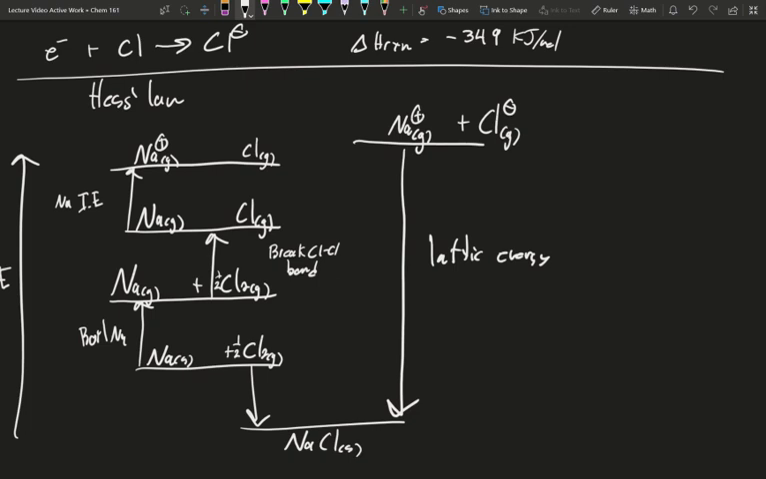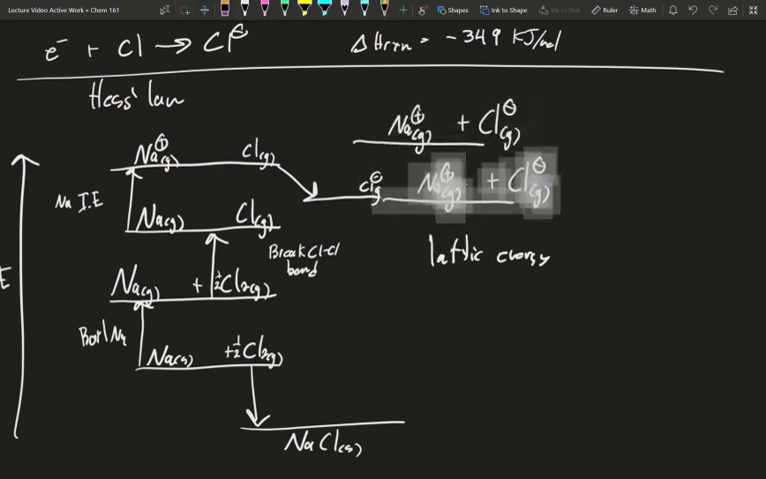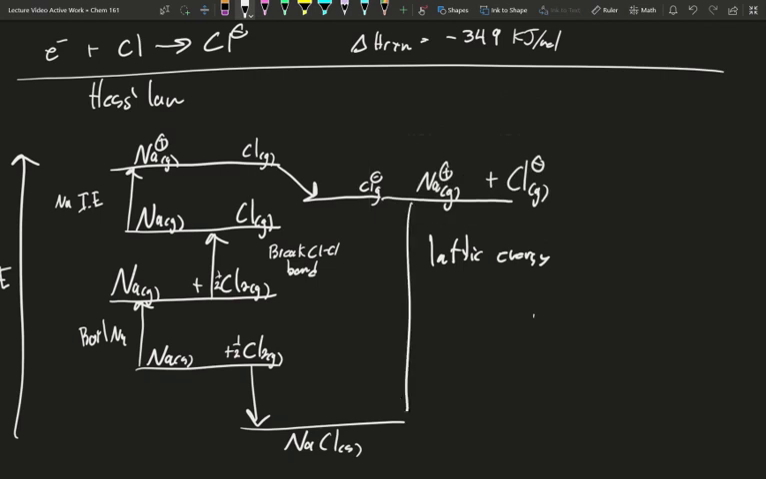Next step would be to react it so that I can turn my chlorine into chloride. Well, that's actually going to go down in energy. That's favorable. And so to get Cl minus gas, I'm going to go down by the electron affinity. And it will bring the sodium with it. That didn't change, so sodium plus gas. Effectively, I've reached my target.